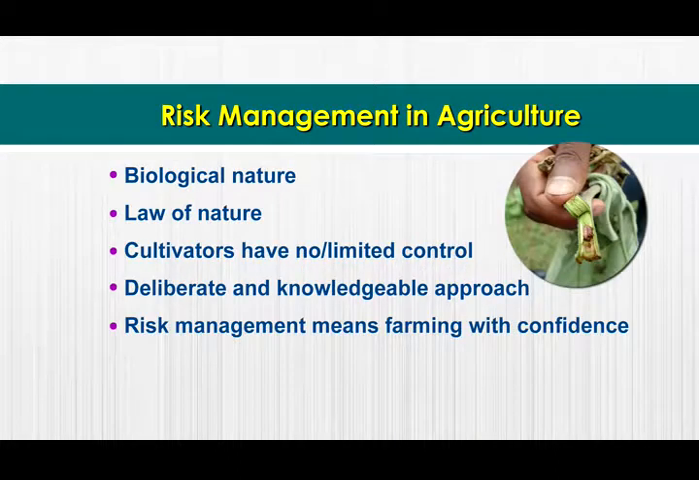Then another scope for agriculture to increase production is risk management in agriculture. We know agriculture is biological in nature. The output of agriculture is influenced by the laws of nature. The cultivators and farmers have very limited control over nature. So, there is a need to use a deliberate and knowledgeable approach to risk management in agriculture. Risk management here means farming with confidence.